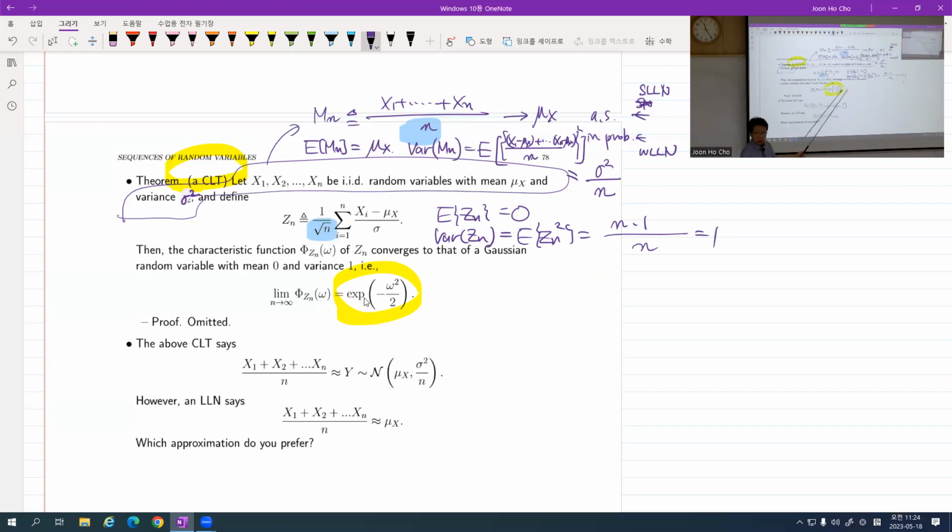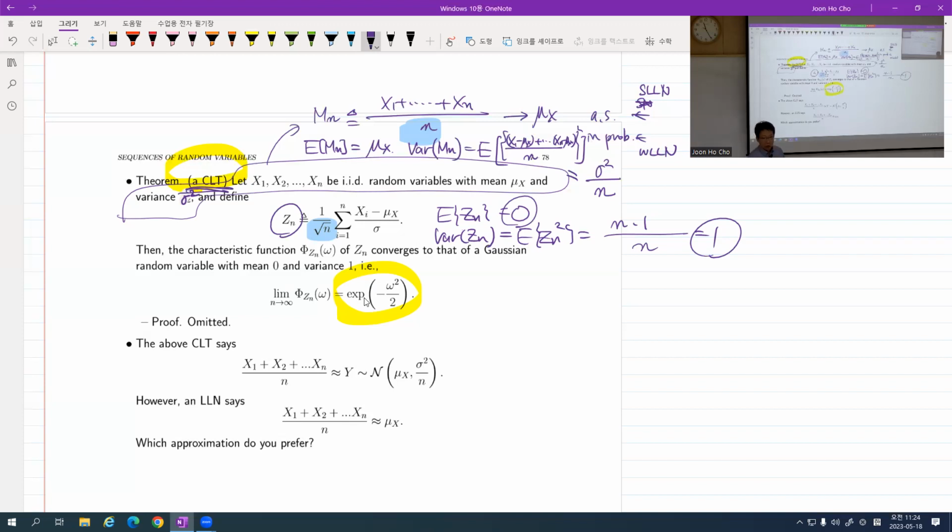Always, for all n. So now, since you have scaled with square root n, what happens to the variance? It does not converge to 0, right? The variance is 1. And what we are going to show is this: the limit of z sub n is not just a zero-mean, unit-variance random variable, but a zero-mean, unit-variance Gaussian random variable. That is the central idea of the central limit theorem.